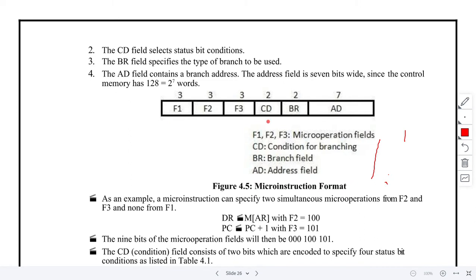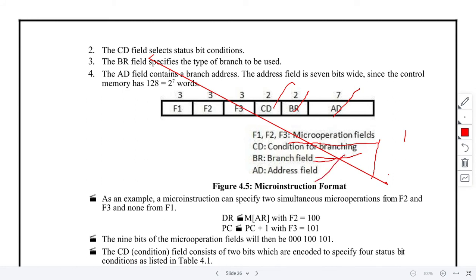The CD field selects the status bit condition. The BR field specifies the type of branch to be used. The AD field contains a branch address. The address field is 7 bits wide since the control memory has 128 = 2 power 7 words. So F1, F2, F3 are used for the micro operation field, CD is used for the condition for branching, BR is used for the branch field, and AD is used for the address field.